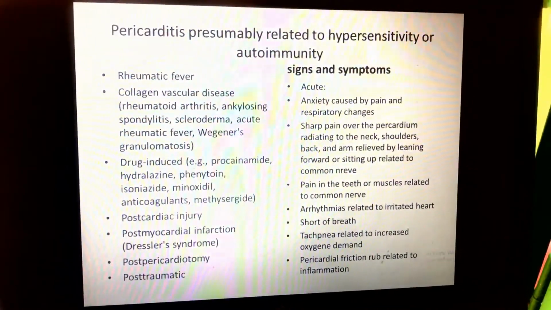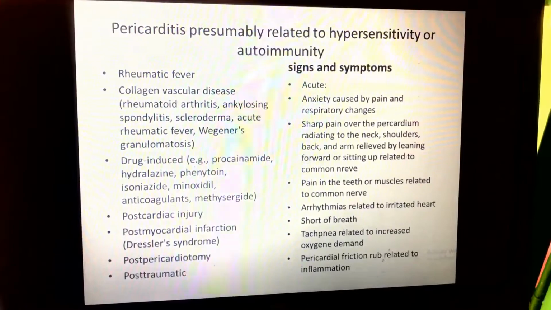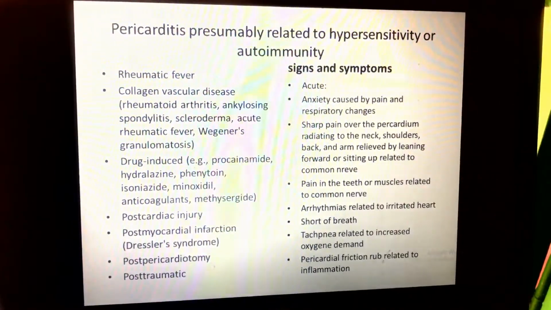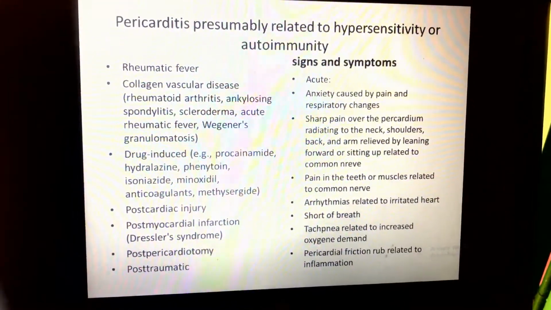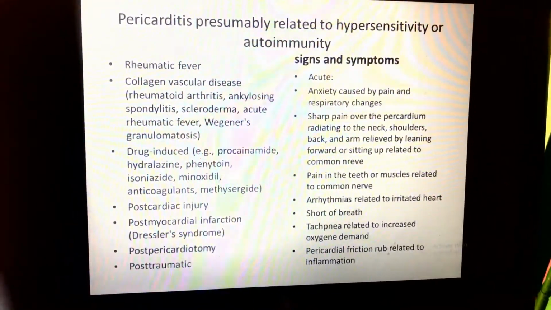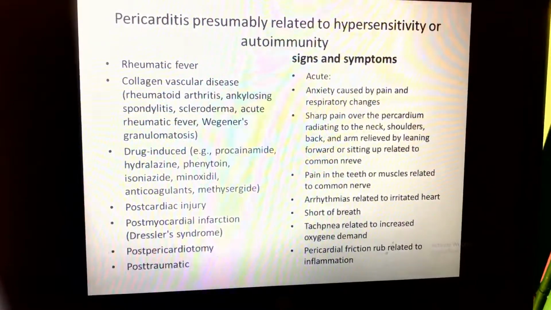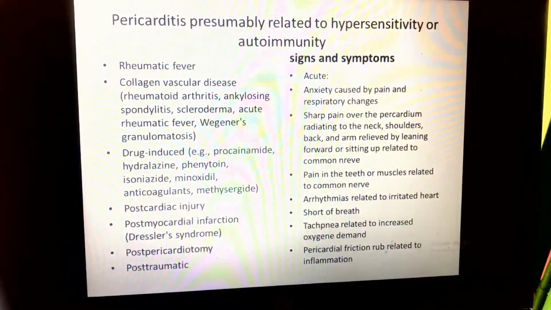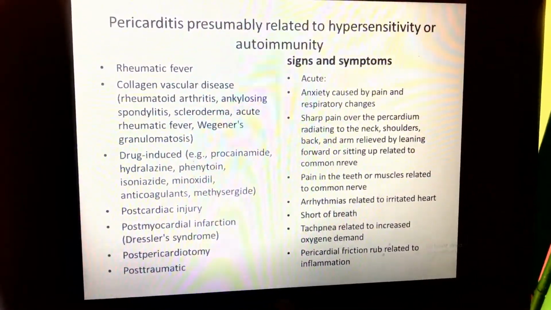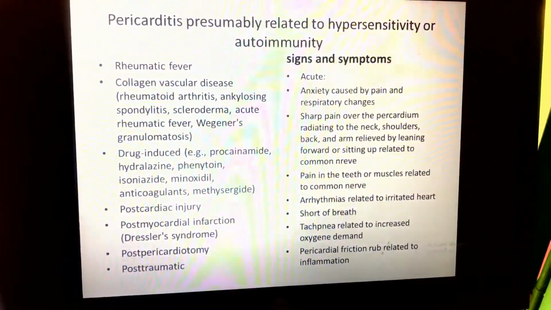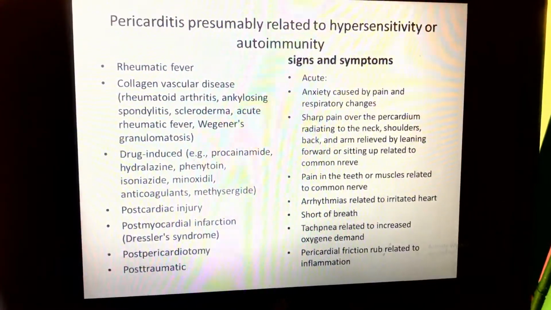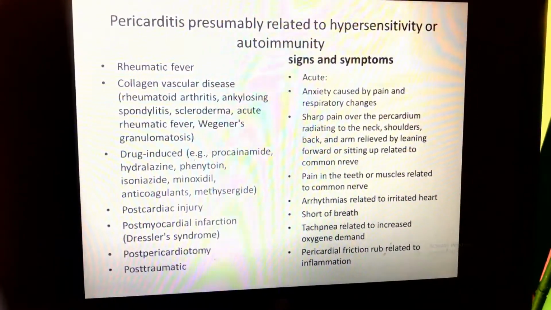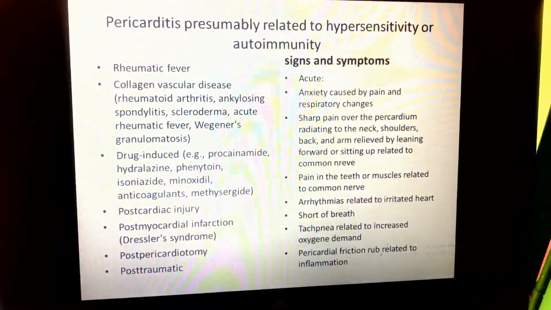Pericarditis presumably related to hypersensitivity or autoimmune pericarditis. This is called rheumatic fever. In rheumatic fever, we see the client with a fever and joint pain. Now, collagen vascular disease, rheumatoid arthritis, ankylosing, and drug-induced causes can cause the pericarditis.